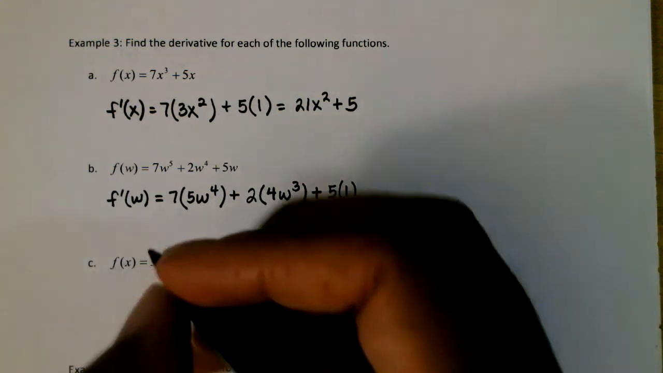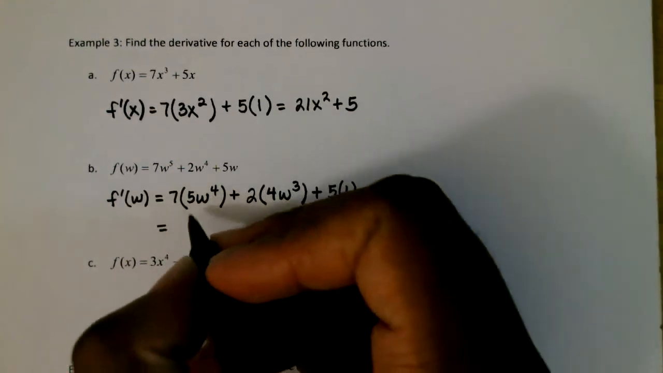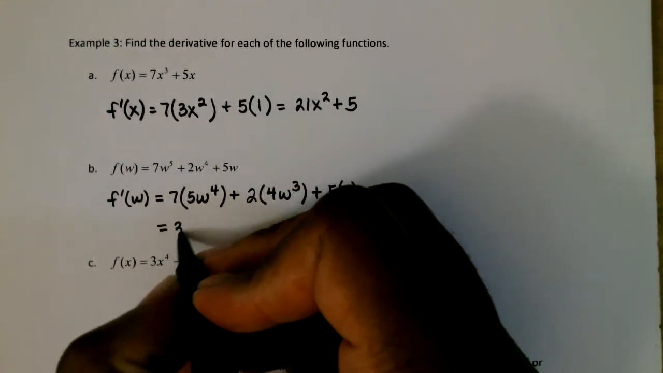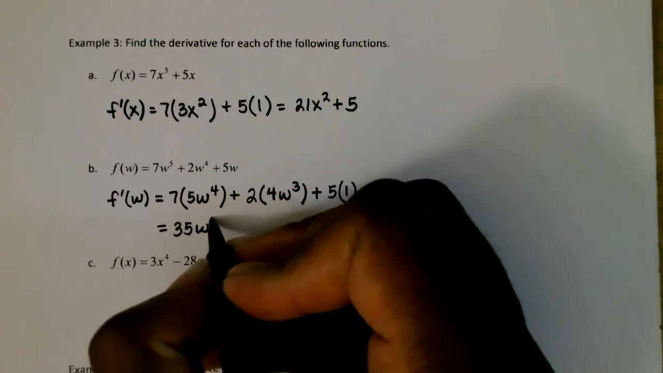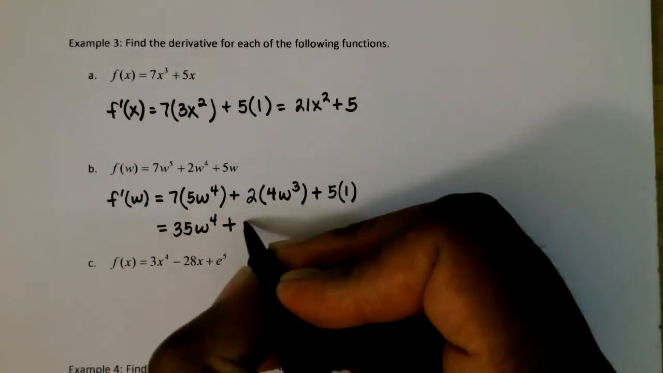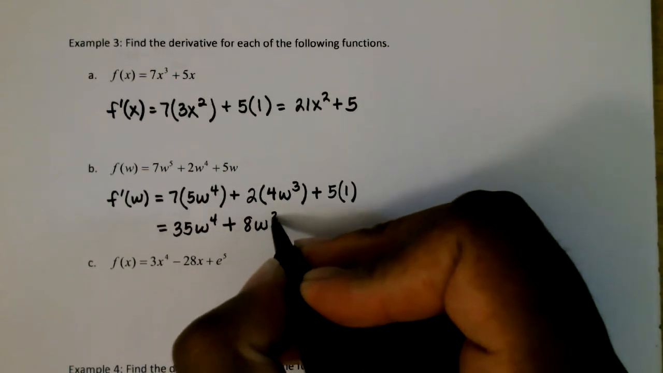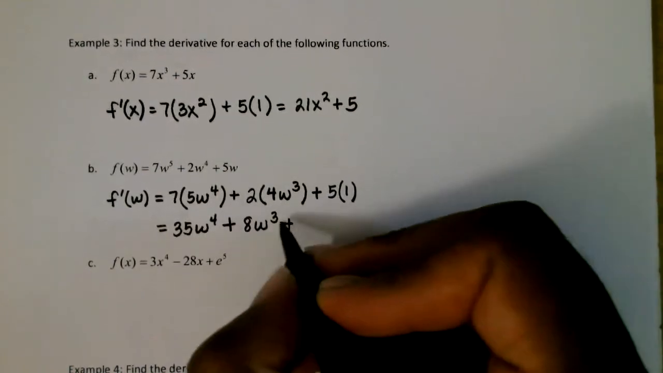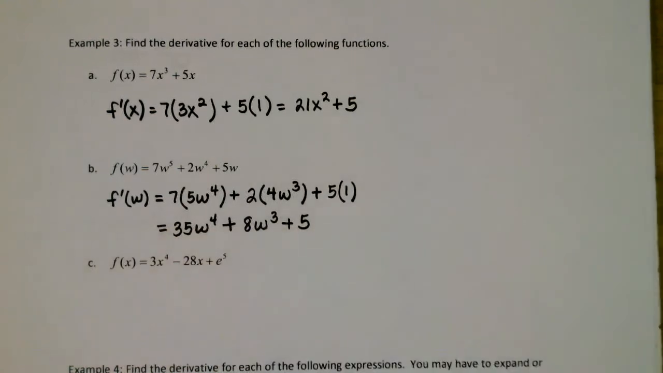And now let's simplify this. 7w times 5w to the 4th, that would be 35w to the 4th, plus 2 times 4w to the 3rd, that's 8w to the 3rd, plus 5 times 1 will be 5. So the derivative of f of w will be f prime of w equaling 35w to the 4th plus 8w to the 3rd plus 5.